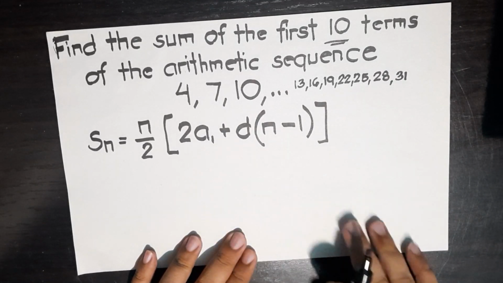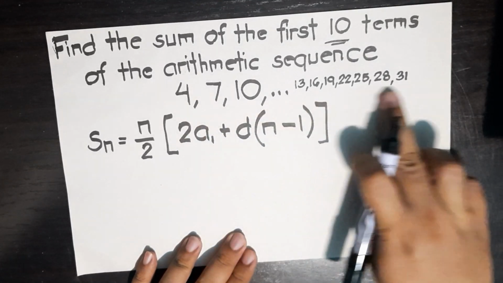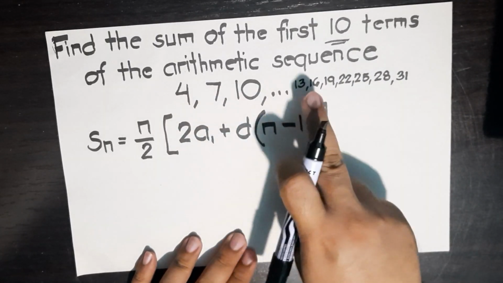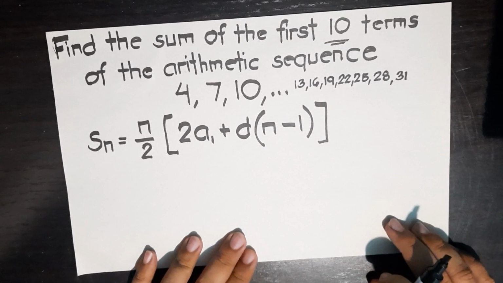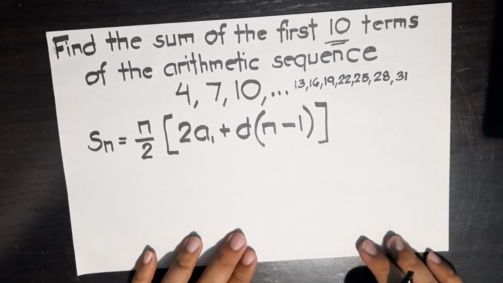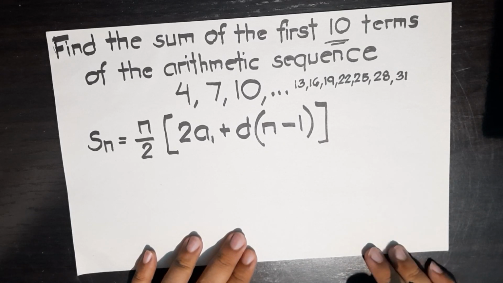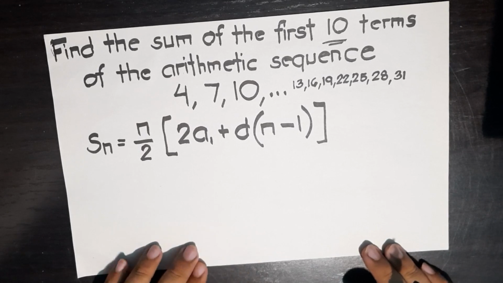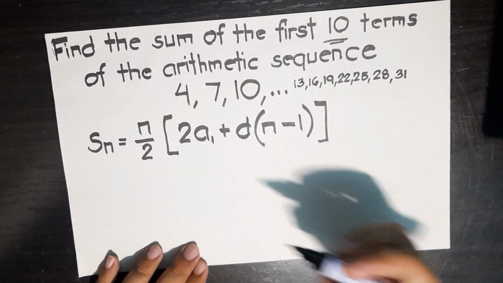If you don't want to use the formula, all you need to do is list down the first 10 terms and then add all of them: 4 plus 7 plus 10 plus 13 up to plus 31, and then you'll have your answer. But it will be very difficult if we are asked to solve for a lot of terms because it will take a lot of time. This is why we have this formula, so we will be using the formula in order to solve.